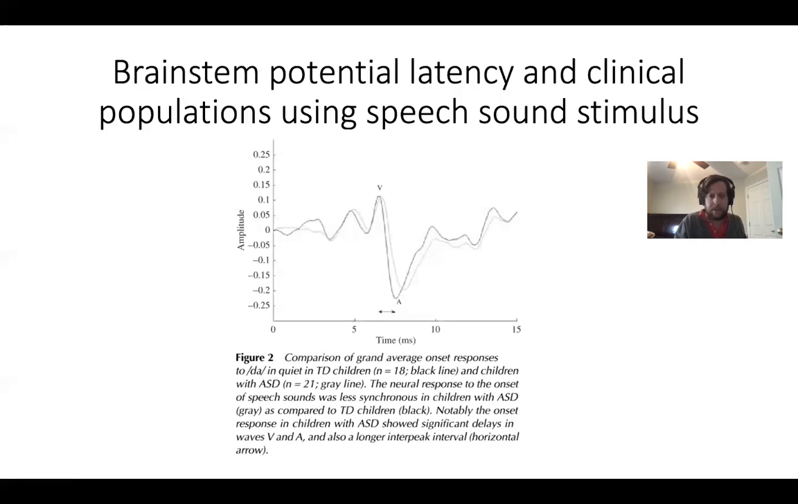So as I mentioned, this is using speech stimuli, I believe. Yeah, the syllable da. So this is the brain's response to the syllable da, said over and over and over again. For the brainstem response, particularly the A wave, which is the negative deflection, the latency was earlier for controls than it was for the neurologically impaired or the autism spectrum individuals. So it's a typical way of using the brainstem potential as a clinical biomarker.